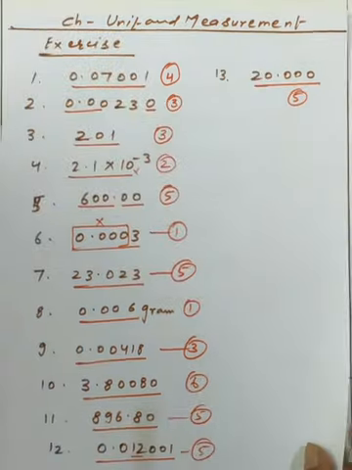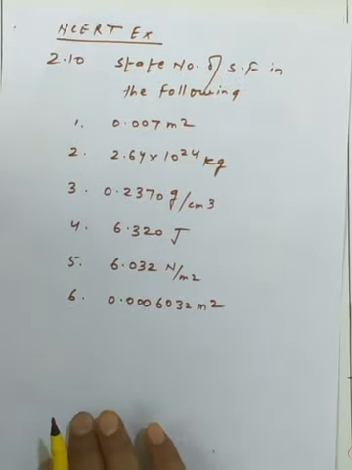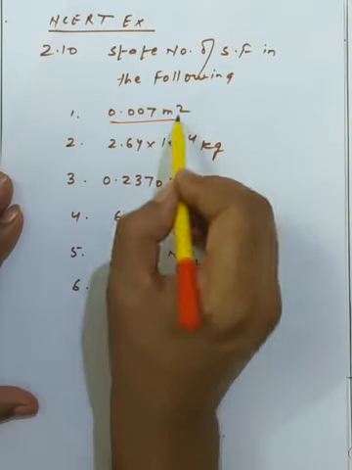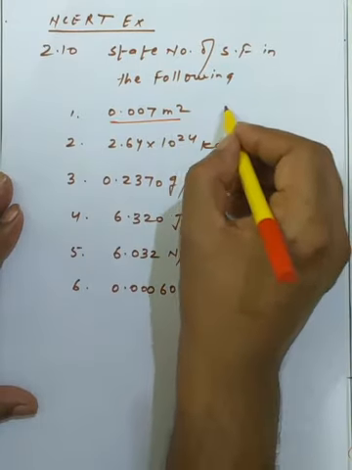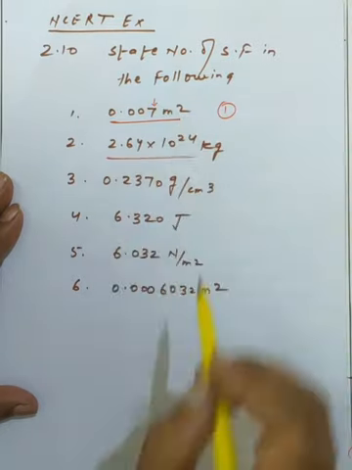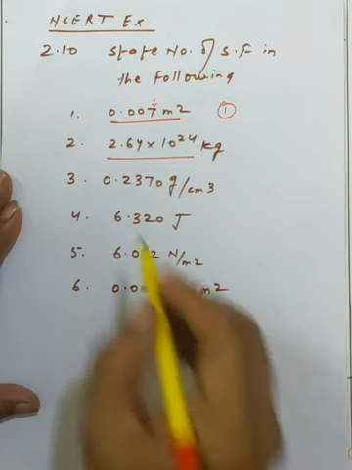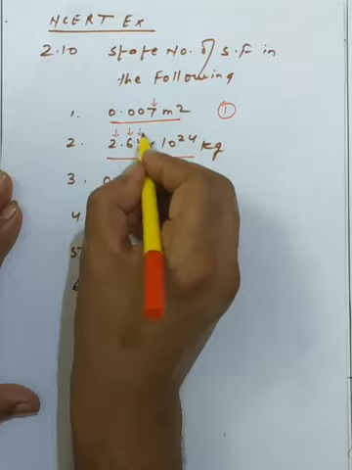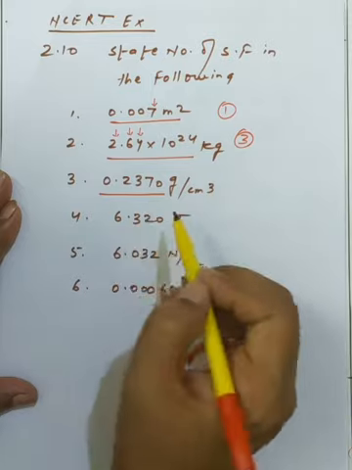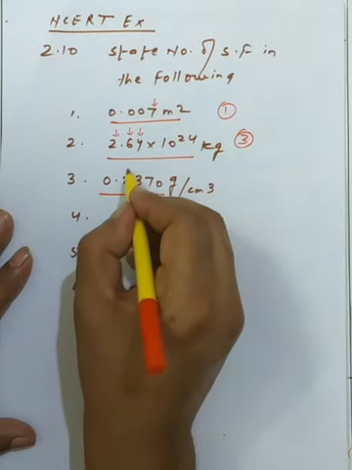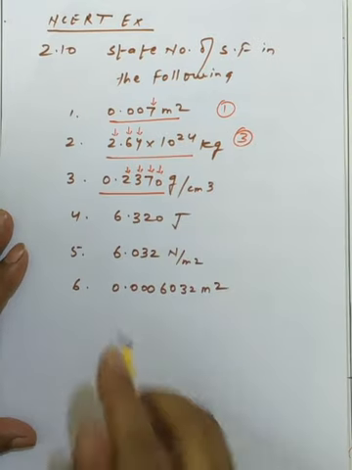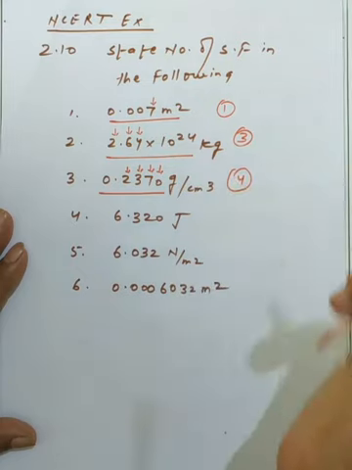Now I am taking one of the NCERT questions in front of you. Question number 2.10: state the number of SF in the following. The first figure is 0.007. So how many SF? Only one SF, that is 7. Now the second number, 2.64 into 10 to the power 24. How many SF? 2, 6 and 4, so total 3 SF. Now the number 2.3070. This is SF, this is SF, 7 is SF, and 0 is SF because it is a trailing zero. So the total number of SF in this one is 5.